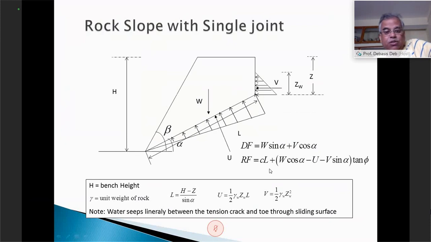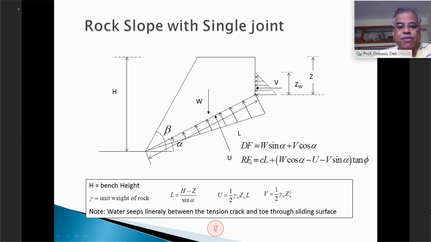This area basically into gamma W, that this L is this capital L will be H minus Z, that means this height by sine alpha will give me the length. Gamma is, let's say, the unit weight of rock. We will use this. Now here what we have considered, the water shifts linearly between the tension crack and the toe through the sliding plane. This is the assumption, and this is mostly the assumption in tropical countries like ours.